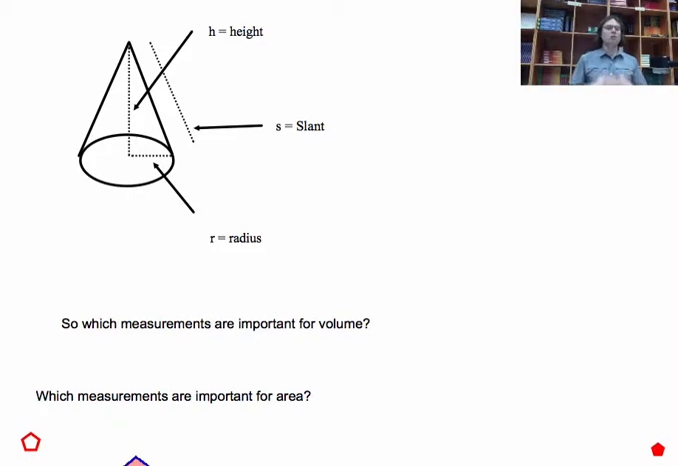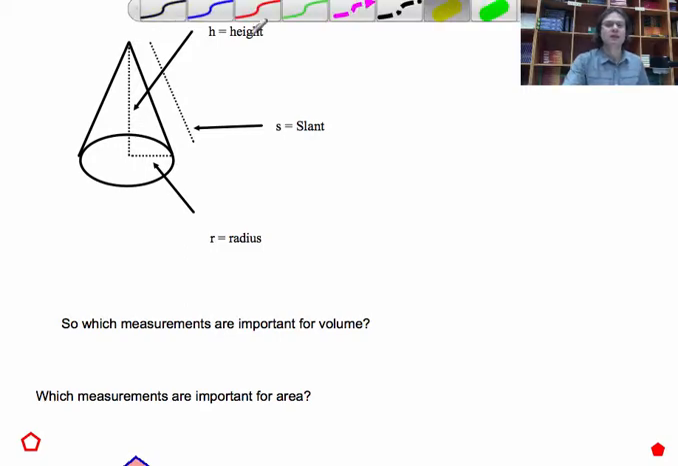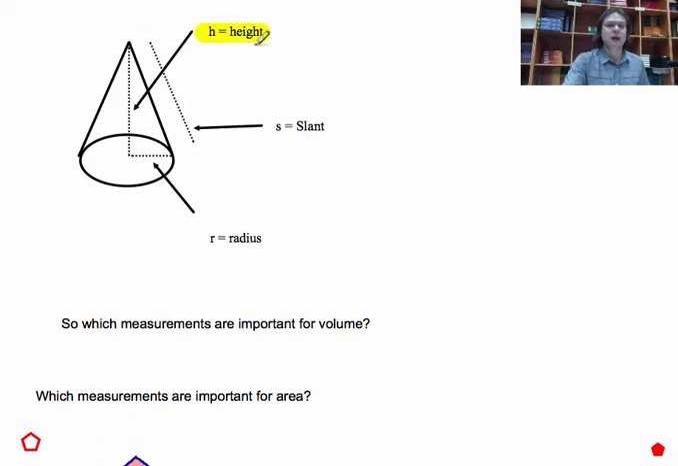Now that you've jotted down what you think is important for the volume of a cone, which measurements in this shape do you think are important? I'm going to highlight the ones here for you. Height is important, and the radius is important, because the radius will help us find the area of the circle. We find the area of this circle, then multiply it by the height. That will give us the volume of a cylinder.